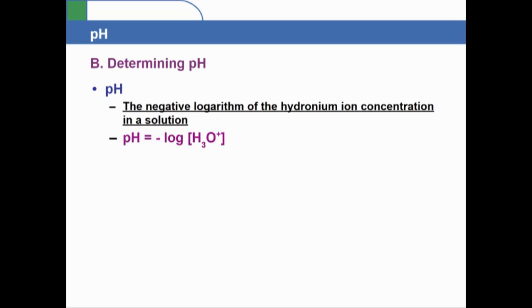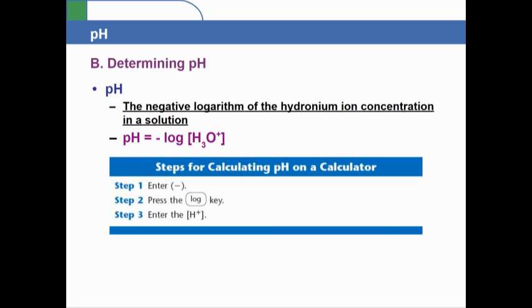So if you're trying to figure out the pH from the concentration, you just follow the basic steps. You push the plus-minus button to give you the negative. Then you push the log key, which is one of the keys on your calculator. And then you enter the hydronium ion concentration. Very, very simple. I will be showing you an example of that later. But it can be very useful.